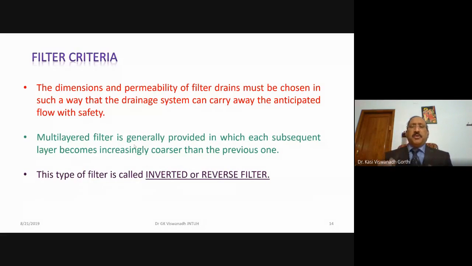The main purpose of providing a filter is to see that the flow which is taking place through the body of the dam must be collected into this filter and must be safely disposed to the downstream portion. A multi-layered filter is generally provided, as we have already seen, like coarse, fine sand, and then gravel, one after the other, in which each subsequent layer becomes increasingly coarser than the previous one. So this type of filter is called an inverted or reverse filter.